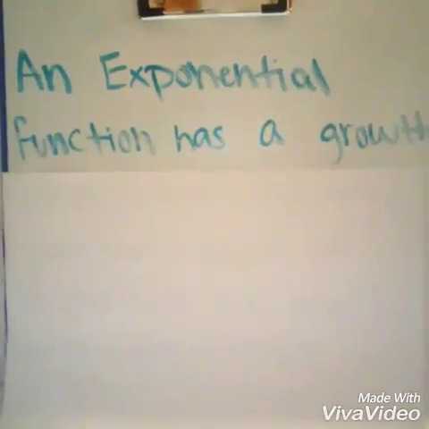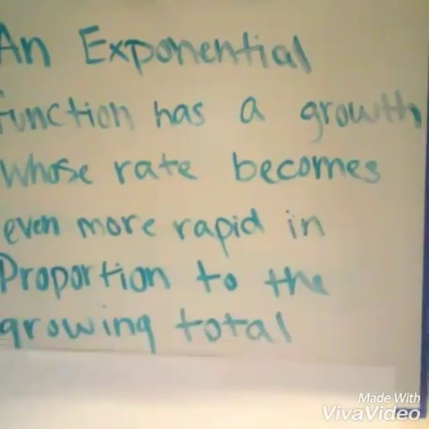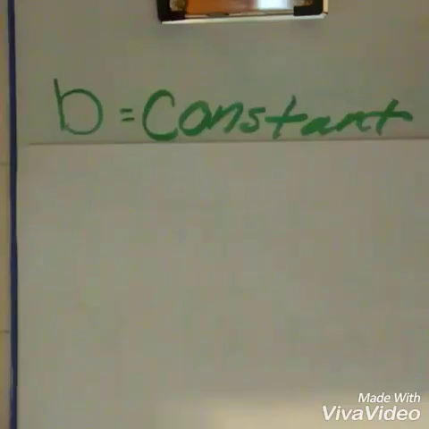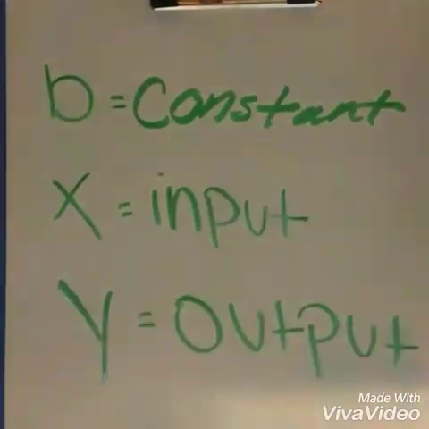Today we will be discussing exponential growth. An exponential function has a growth whose rate becomes even more rapid in proportion to the growing total number or size. First of all, the parent function is b to the x equals y. b is a constant, x is an input, and y is the output.